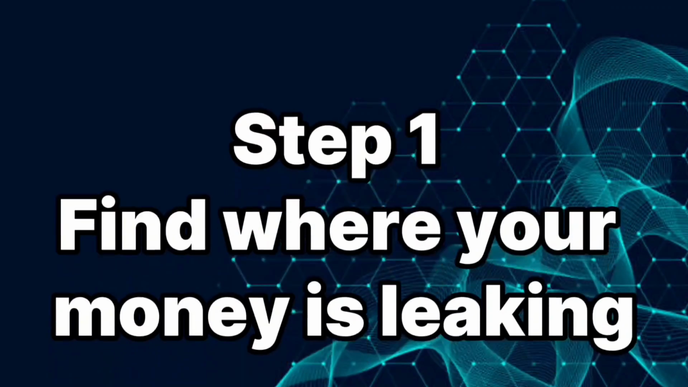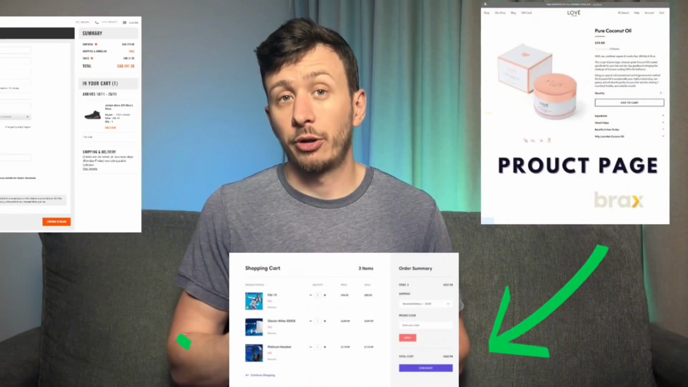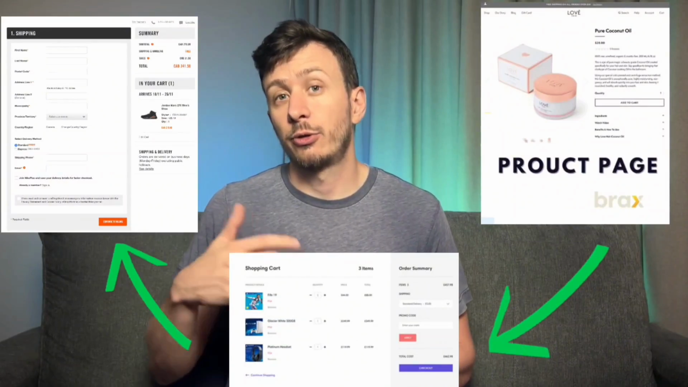So step 1 is to find where your money is leaking. Now look, most store owners are just flying blind. They know their overall conversion rate, but they don't have an idea where people are actually dropping off. Let me show you what I mean. When I audit a store, the first thing I do is map out the entire customer journey. I want to see exactly how many people go from the landing page to the product page, from the product page to the cart, from the cart to the checkout, and from the checkout, of course, to the purchase.